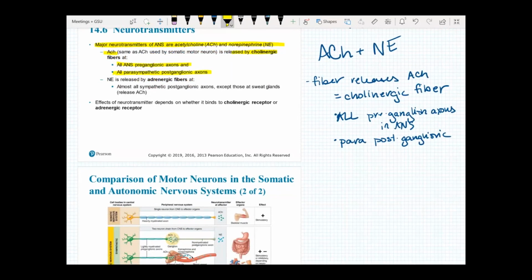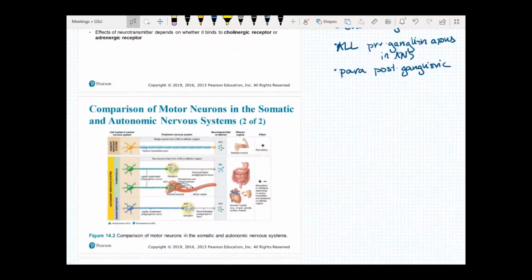So just to draw that out a little bit differently, here's our parasympathetic. We're going to release ACH here. That's the first, preganglionic. In our sympathetic preganglionic, we're also going to release ACH. But it's only our parasympathetic that will release ACH for both the pre and postganglionic. So that's the difference there.